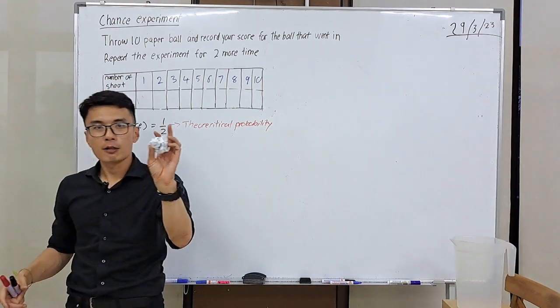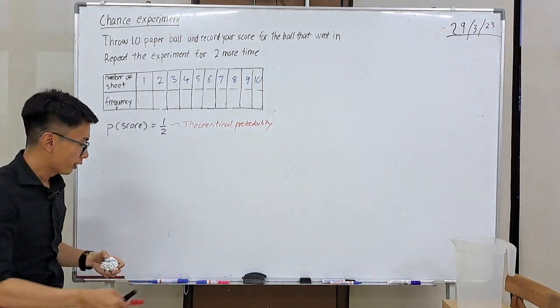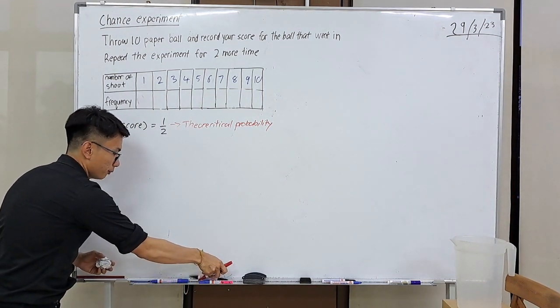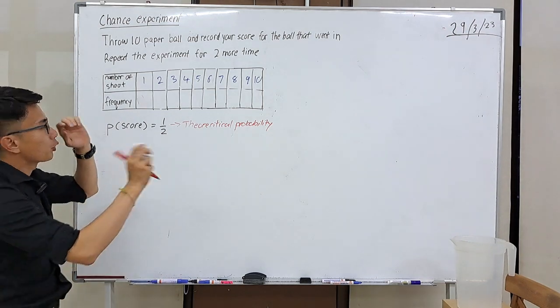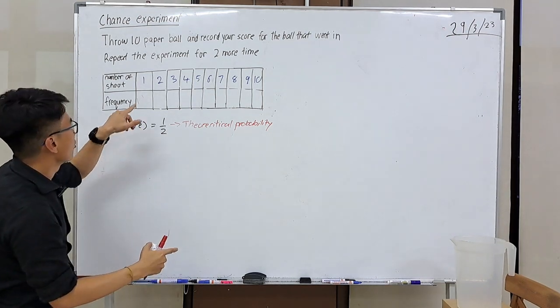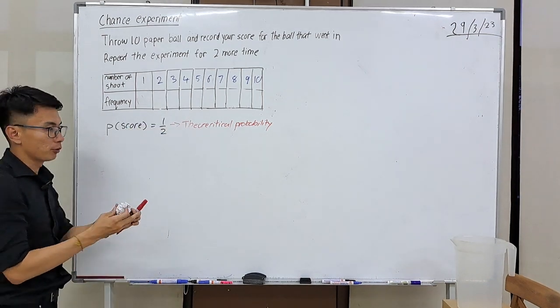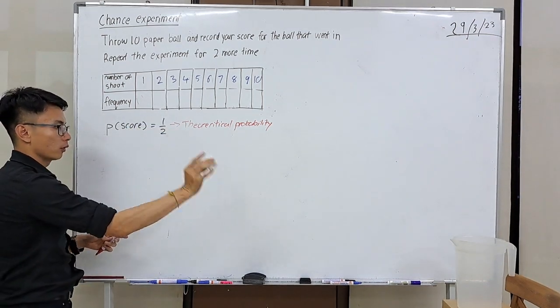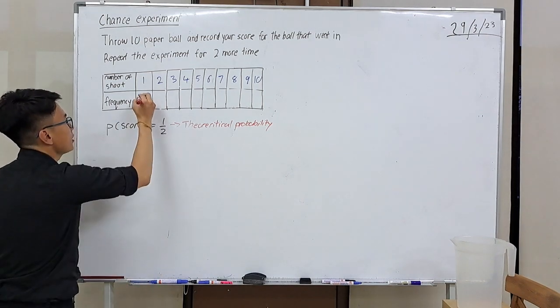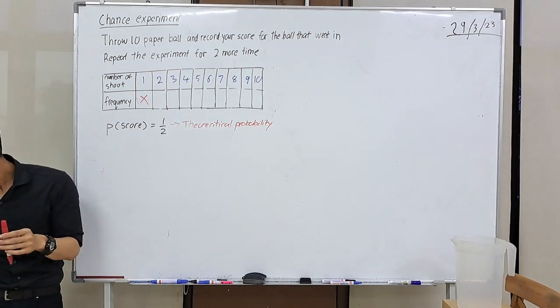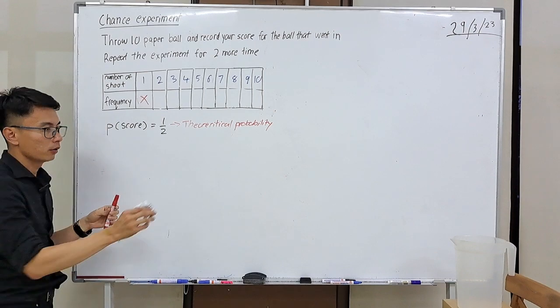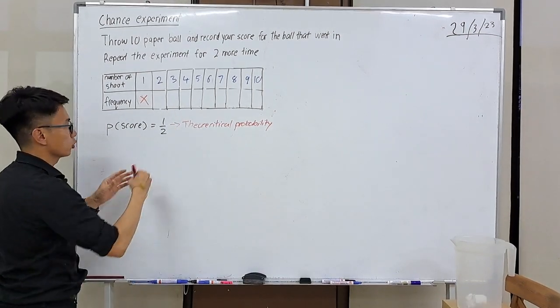So I have prepared some 10 paper balls, which I'm going to try this right now, okay? So what I'm doing is I will be throwing. If I were to score, I will fill up the tables accordingly, okay? So let's try with my first thrower. All right, miss. Second one, score.